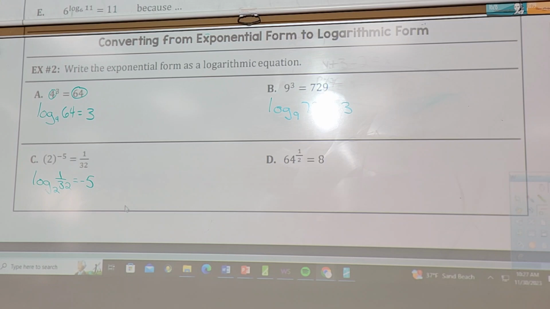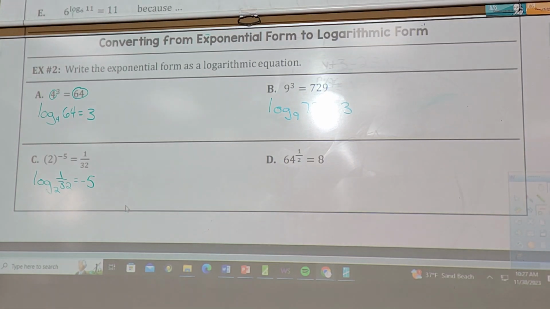Log's not a number, it's a function. It's the inverse of an exponential. By definition, that's what a log is. It was created to inverse exponentials.